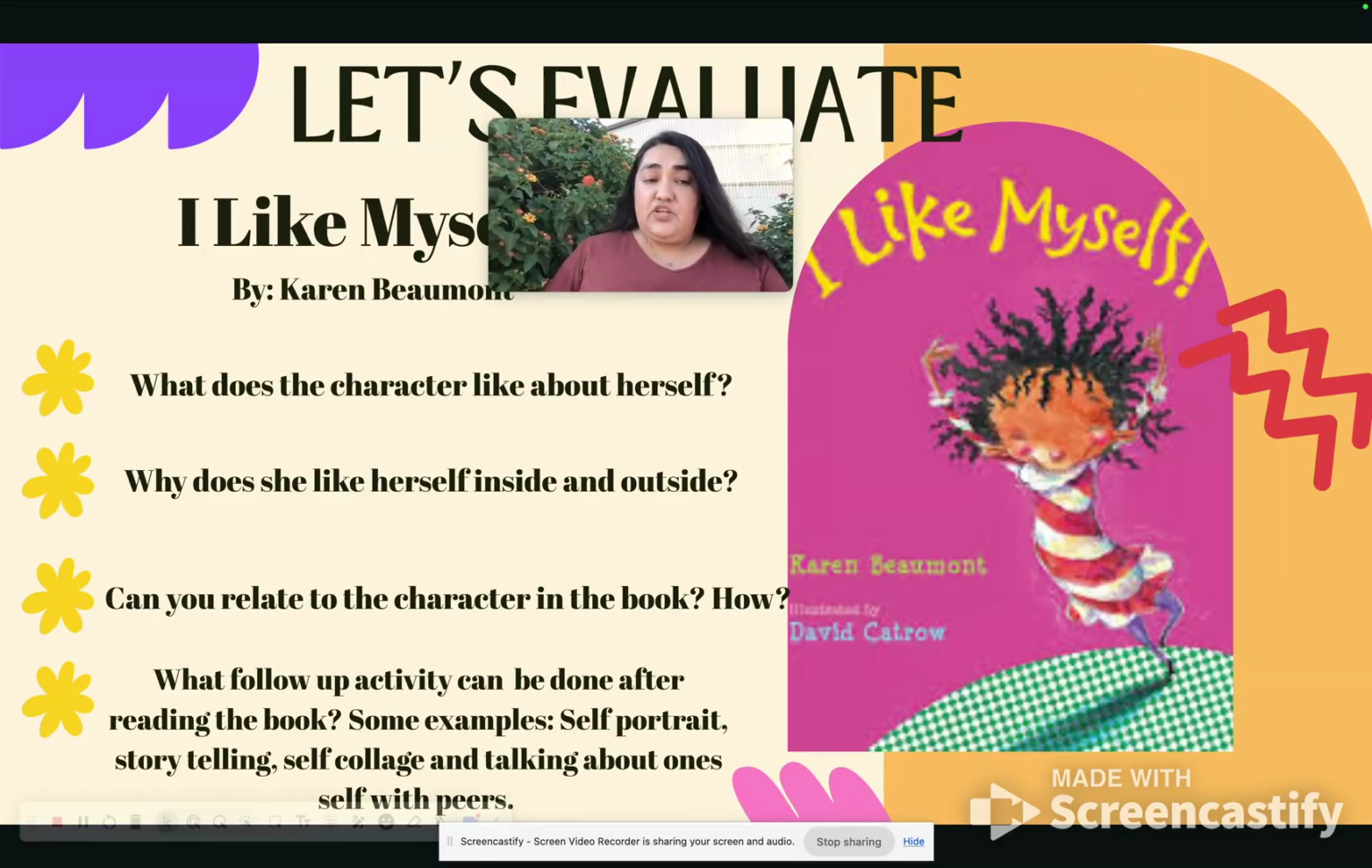I filled out that KWL chart. What does she like about herself, inside and outside? So I talk about the different perspectives from inside and outside their bodies. How do they like each other? Or what do they like about themselves? And so on.